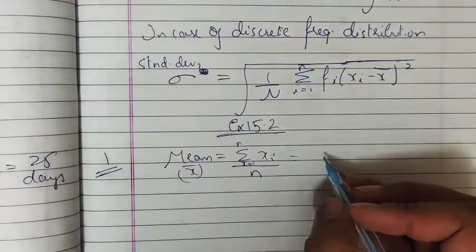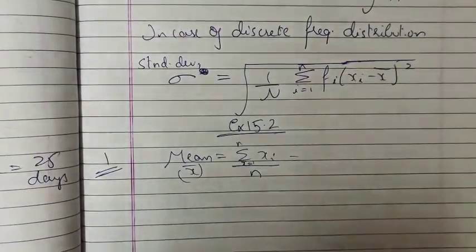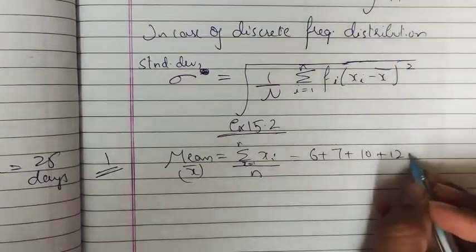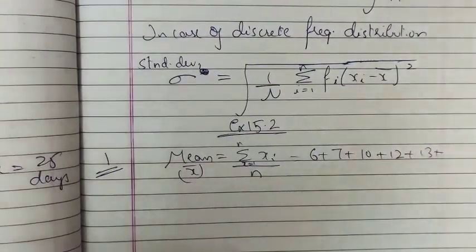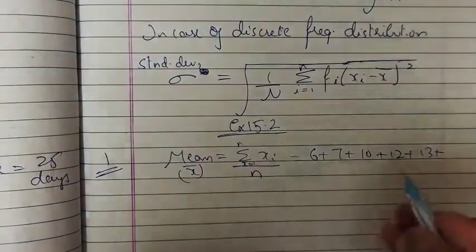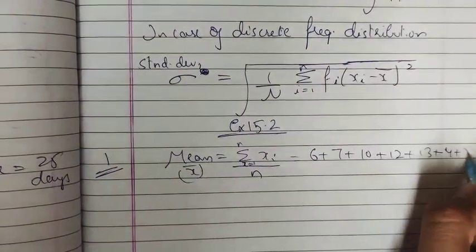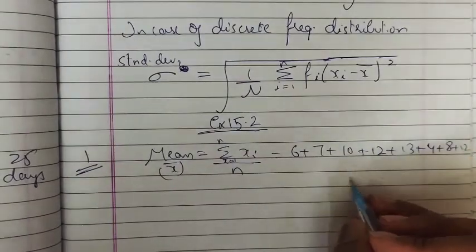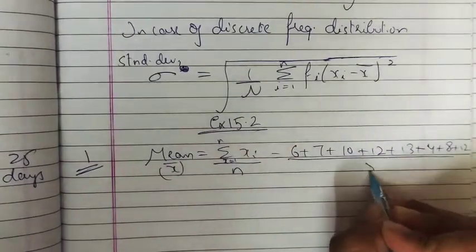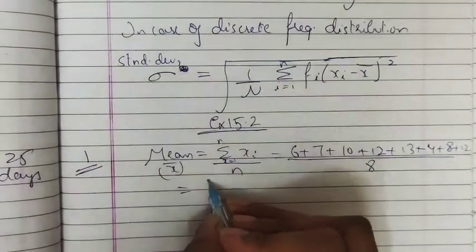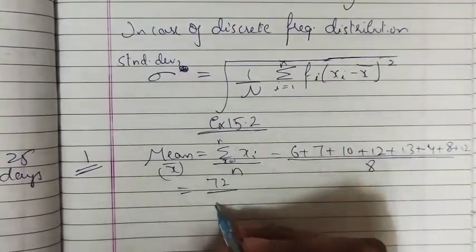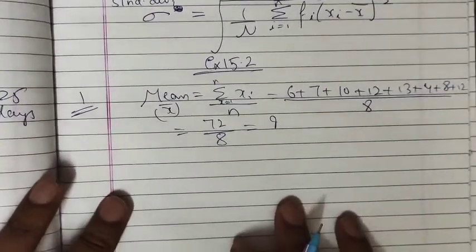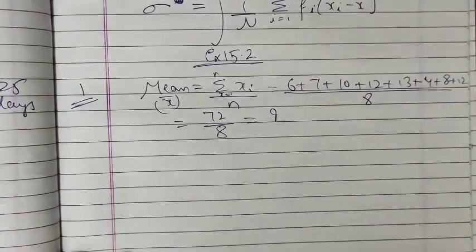So sum of xi means 6 plus 7 plus 10 plus 12 plus 13 plus 4 plus 8 plus 12, divided by 8. The sum will be 72 upon 8, which is 9, right? So mean is 9. Now just make 3 columns.